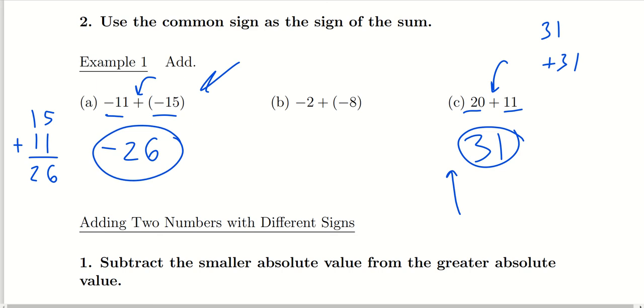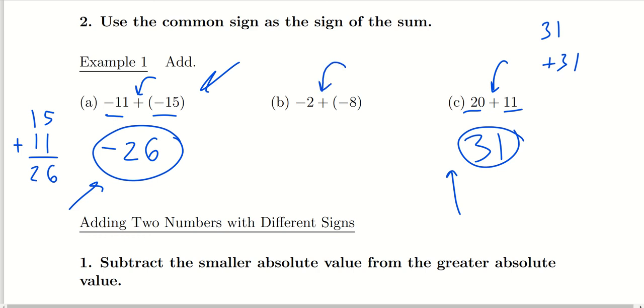If you want an interpretation for this, think about it like this. Suppose you owe one friend $11, and now you borrow or owe another friend $15. How much would you owe altogether? Well, you have a total of 11 plus 15, or $26 that's owed, i.e. -26.